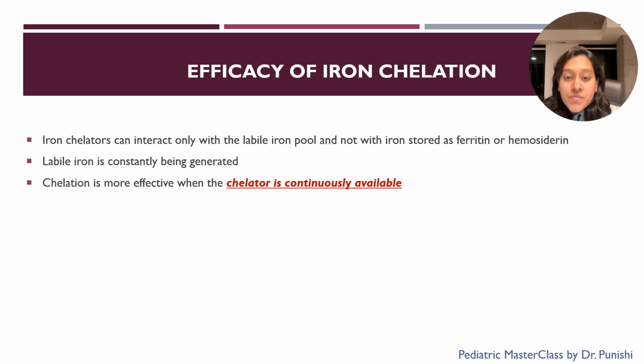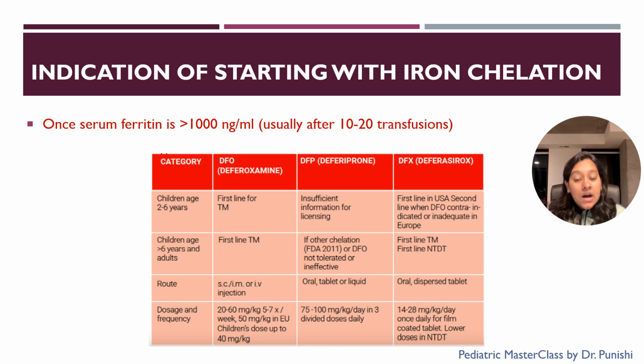And that is why compliance with iron chelation is very important to be able to achieve the target that you want to with the dosages and the options of iron chelators that you are using. So when do we start iron chelators in these patients? Once the serum ferritin crosses 1000 nanogram per ml is when iron chelators need to be introduced, and this roughly corresponds to after about 10 to 20 transfusions of blood. So it's very important to monitor the serum ferritin values regularly, because the moment the levels cross 1000 is the time when iron chelators need to be introduced.